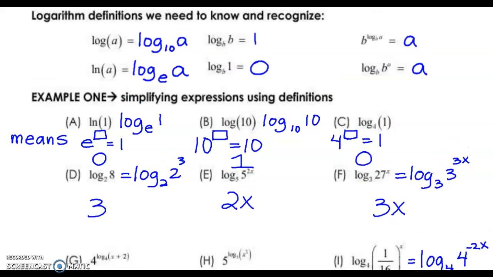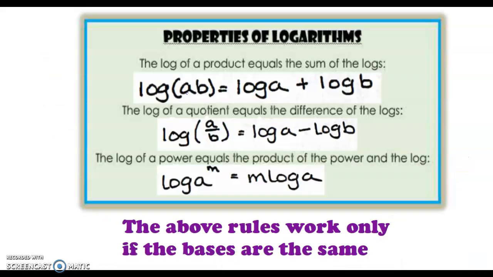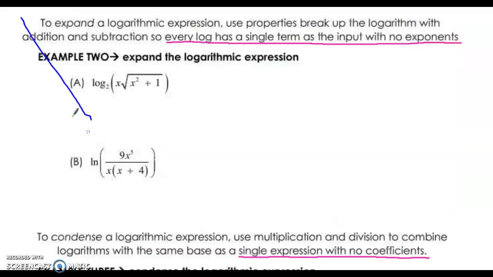Next problem. Wait, where am I? All right, just the last thing I want to mention here with these properties is that these rules work only if the bases are the same in the logarithms. So you have to make sure the bases are the same before you rewrite an expression like this. Here, they're assumed to both be written like this, so they're both 10s. Okay, we're going to move to example 2.